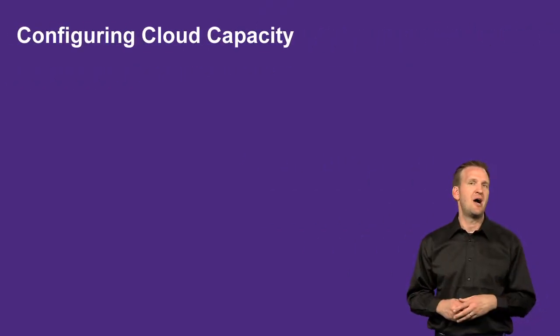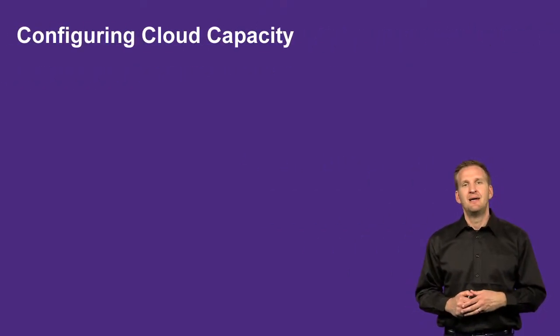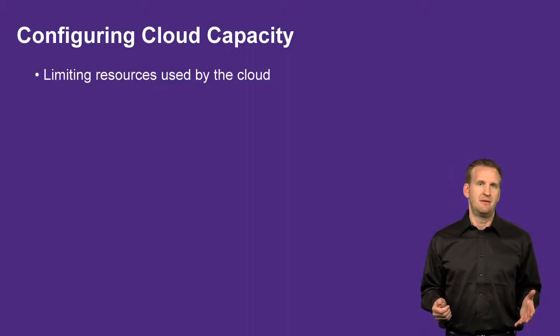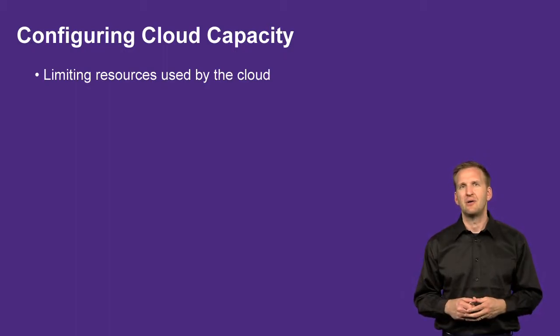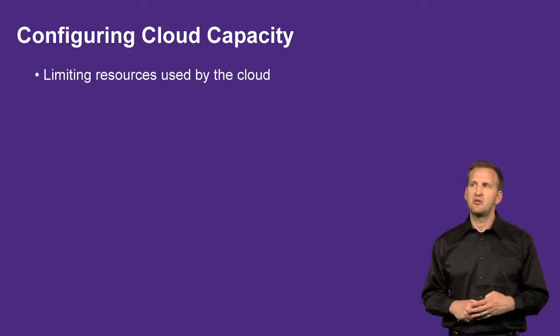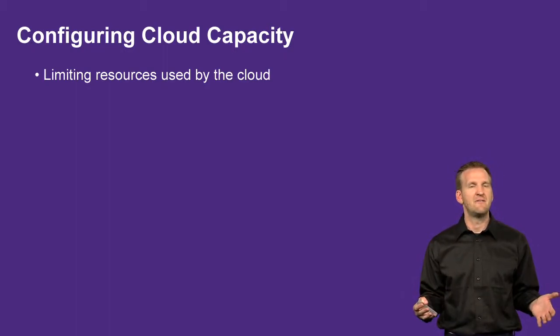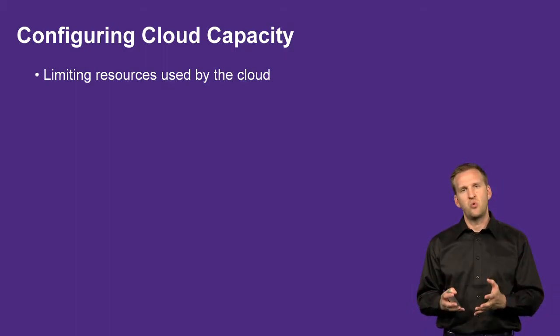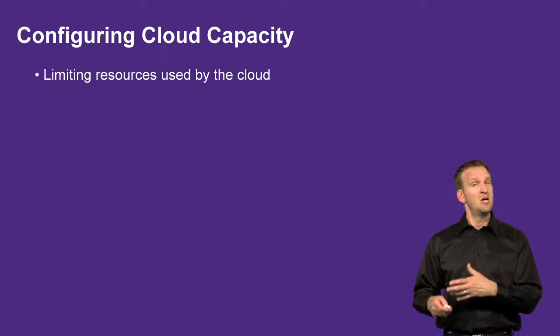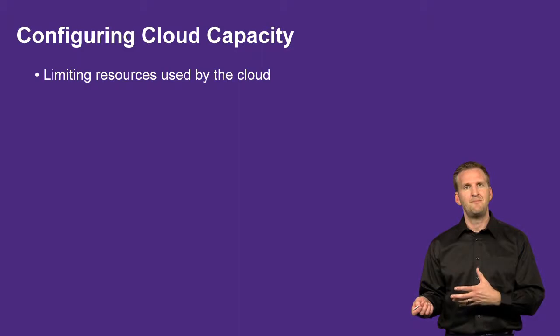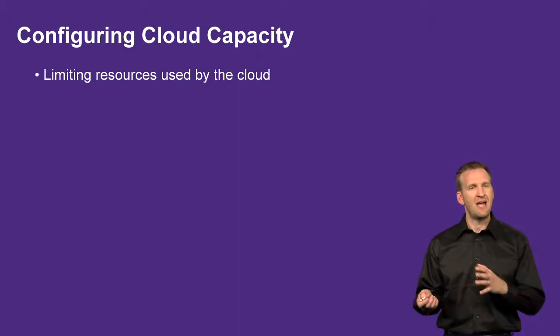Now, configuring cloud capacity. We can limit the resources that are used by a business unit cloud. So not only do we have a certain amount of resources available in the entire cloud infrastructure, we can then put quotas and limitations on each business unit cloud as a way to control it until they pay more, perhaps. When they do pay more out of their cost center, we'll allocate more. So we have that level of control.